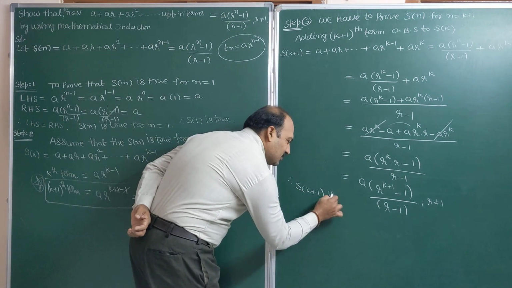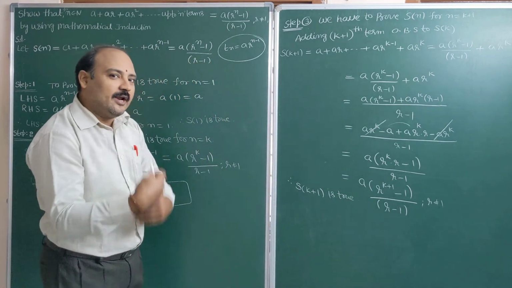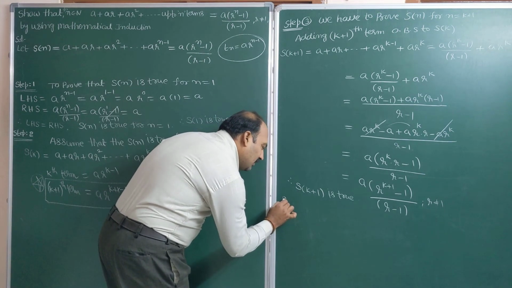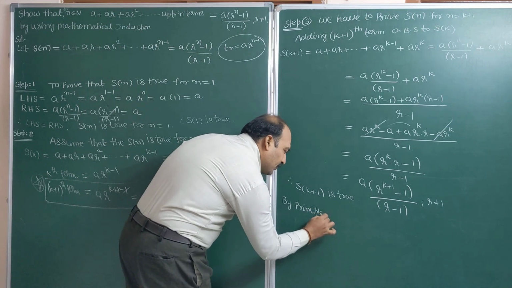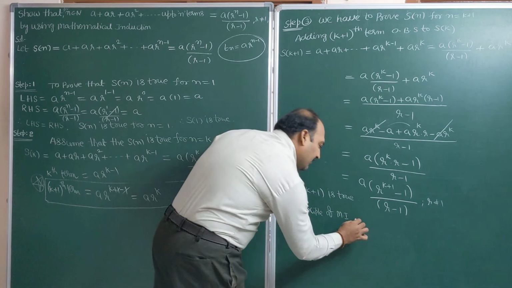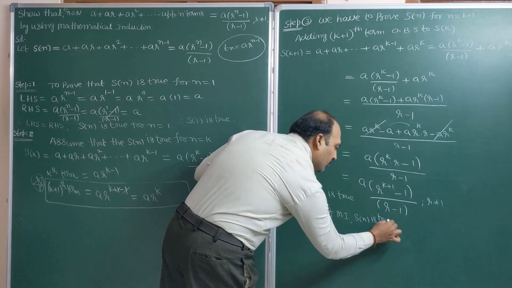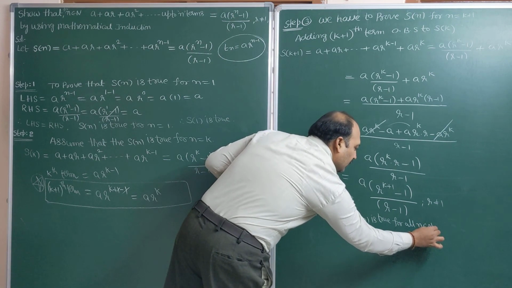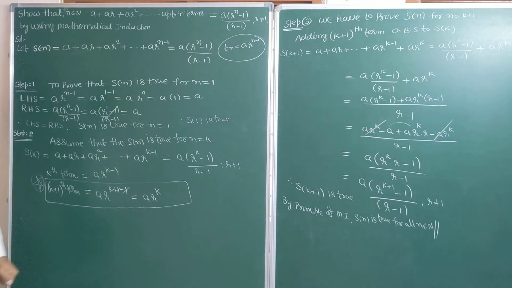Directly we can write it, dear students. After reaching this step, S of k plus 1 is true. Later, the last conclusion step: by the principle of mathematical induction, the given statement S of n is true for all n belonging to N. This is the way you can give the answer.